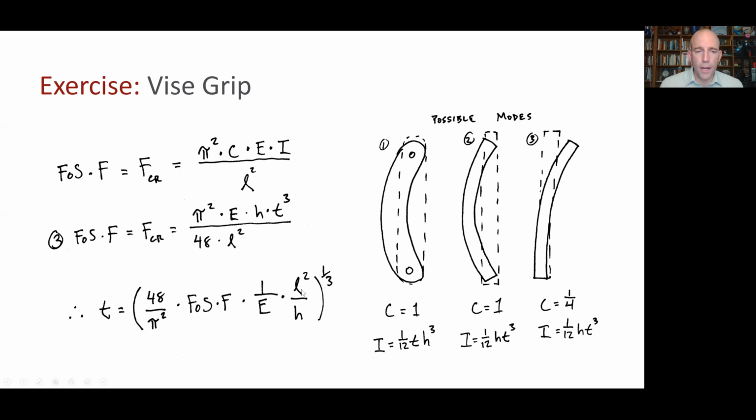Length squared, so longer, more prone to buckling, bigger thickness, that makes sense, divided by the height of that cross section. And of course, the taller it is, that will increase the area moment of inertia and act to prevent buckling, making that spring stiffer. And then all that is to the 1/3 power. Okay, so that's how we do this using back of the envelope analysis.